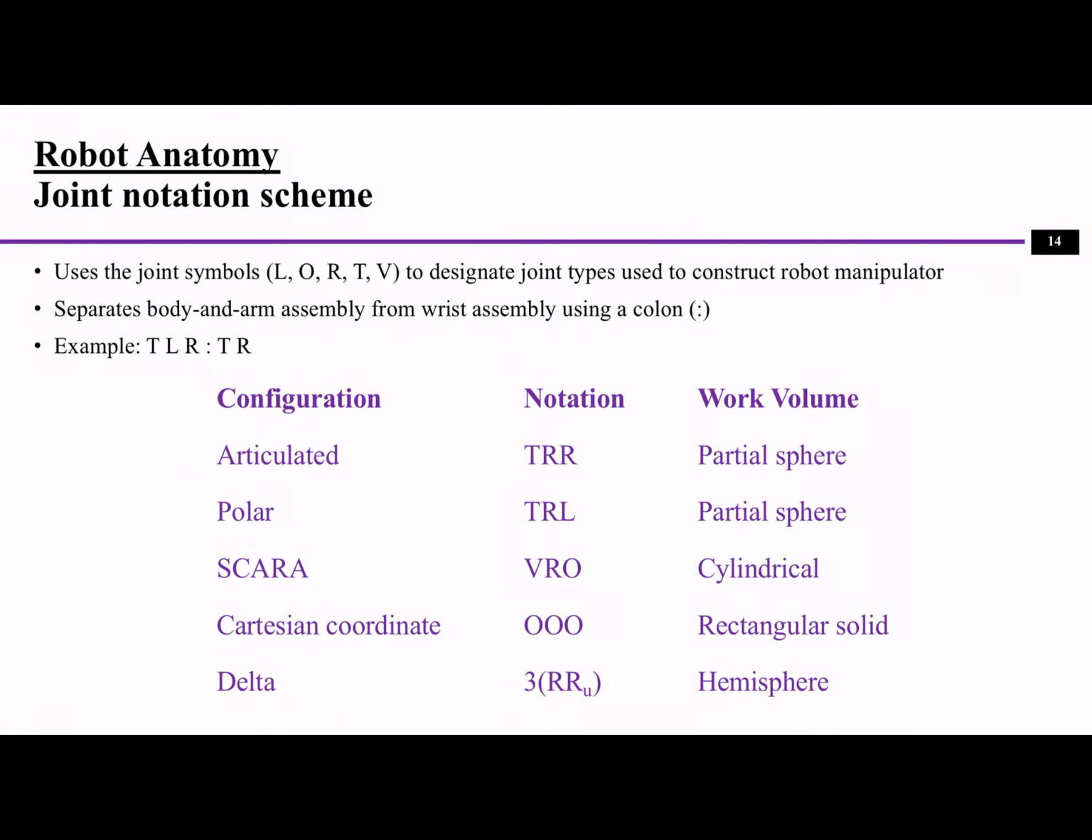And so you can see here a typical table for those common configurations. For example, for an articulated robot, the work volume is more of a partial sphere, and the polar one is also a partial sphere. While the SCARA, like for picking ones, it's more like cylindrical, because it's more for picking, right? And the Cartesian coordinate is a rectangular solid. And then the delta one is also a hemisphere.